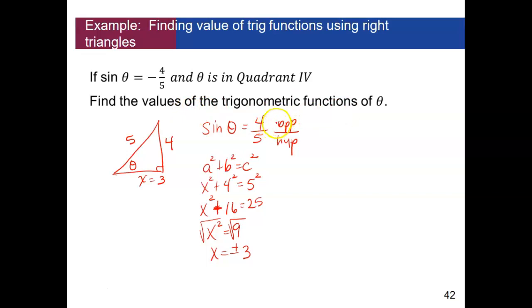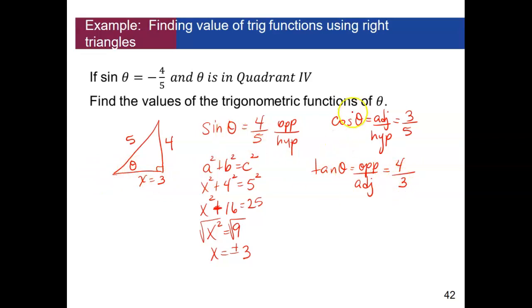And then now, once we have this triangle, we can actually find all the other trig functions pretty easily. So if we've got sine and we know cosine is adjacent over hypotenuse, we can just look at our triangle and see, okay, here's theta, my adjacent side is 3, and my hypotenuse is 5. So cosine is 3/5. Tangent is opposite over adjacent. So we said my opposite side is 4, my adjacent side is 3.